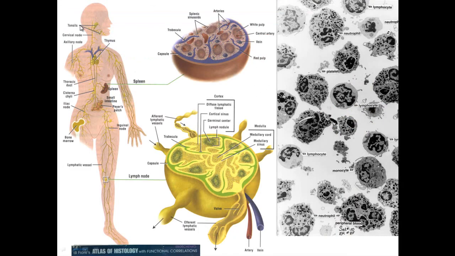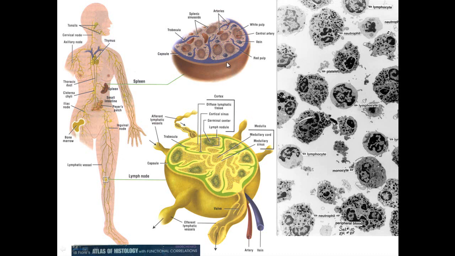So throughout the body, we have these lymphoidal organs. The thymus is a primary organ, and the bone marrow is another primary organ. But then we have the spleen, Peyer's patches, lymph nodes throughout the body.